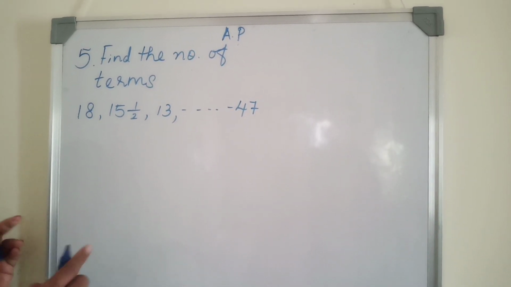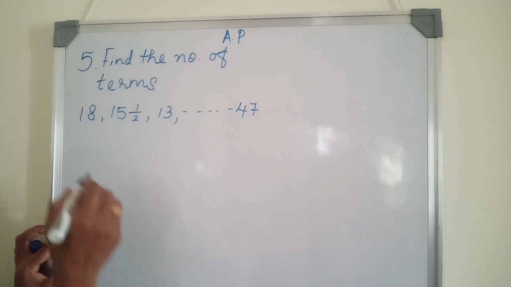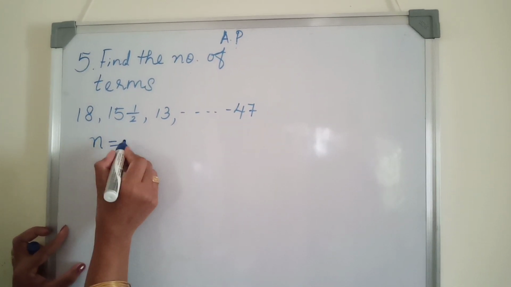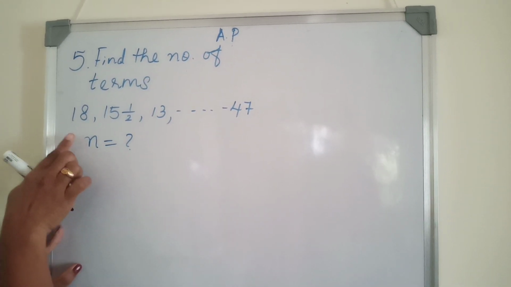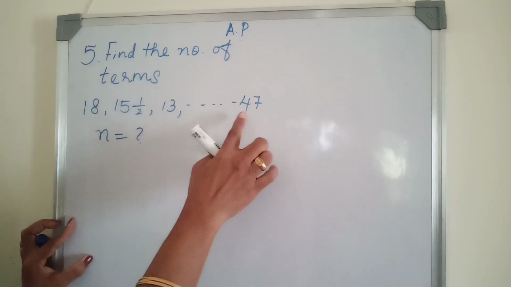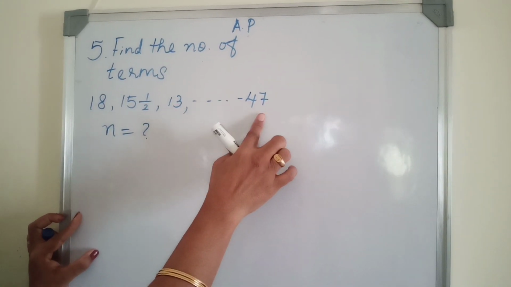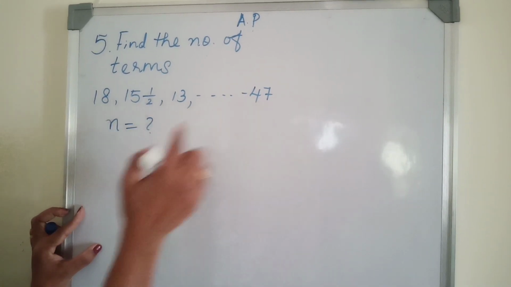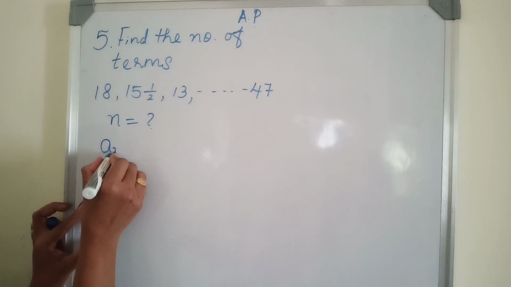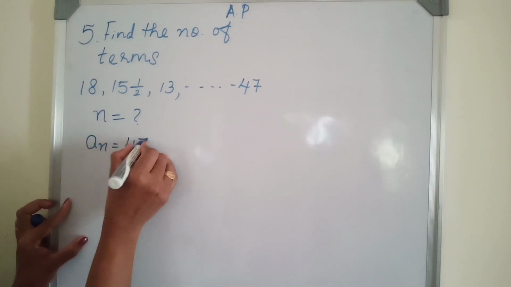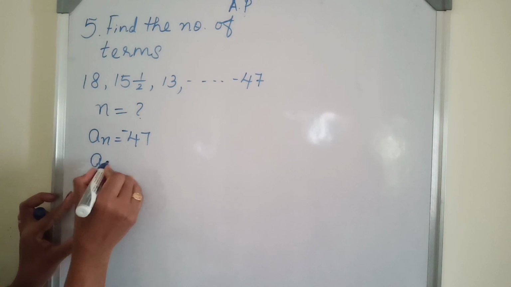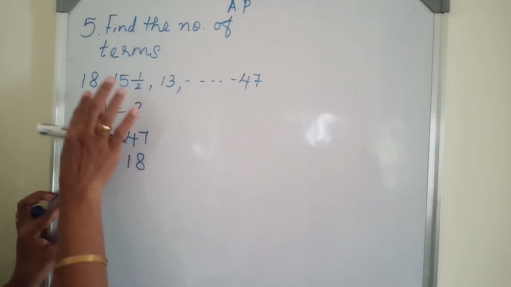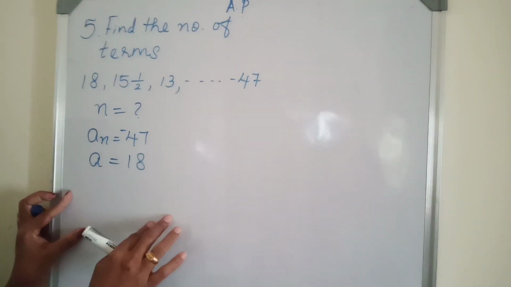Number of terms will be represented by the letter n. So n equals question mark. Here in this AP, first term is 18. The last term is minus 47. Last term is denoted by an. An is minus 47, and the first term is 18. We wanted to find out how many terms are there in this AP.